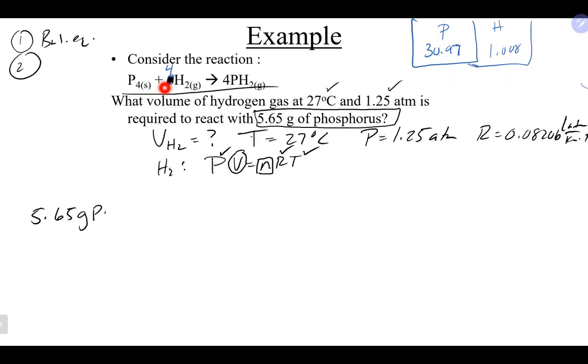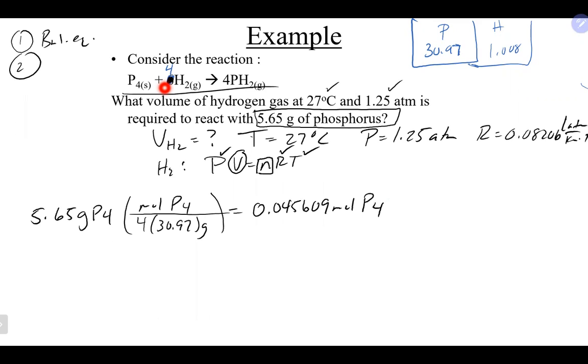5.65 grams of P4, using the molar mass here, would be 4 times 30.97 grams per mole of P4. And if we do that, we end up with 5.65 divided by 4 times 30.97. That gets us 0.045609 moles of P4. So remember that this is the moles of P4, but we really are looking for the moles of hydrogen. So that's where the stoichiometry comes in.